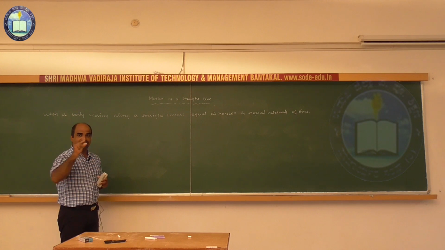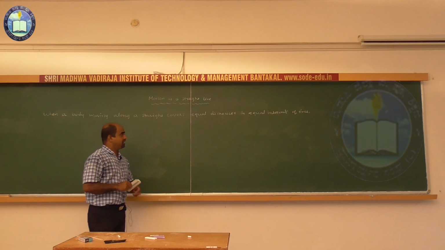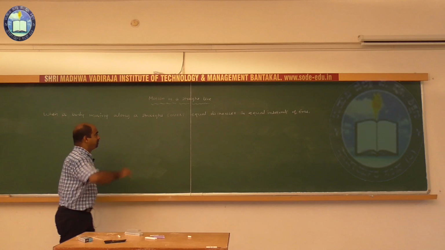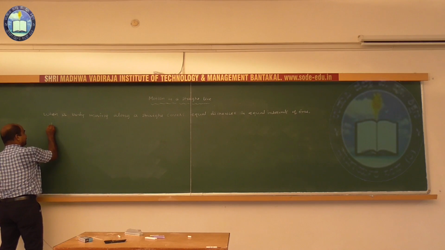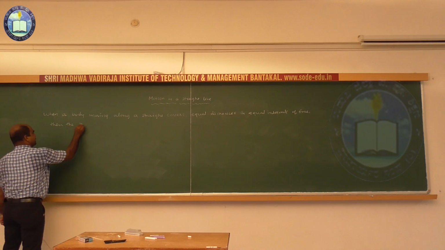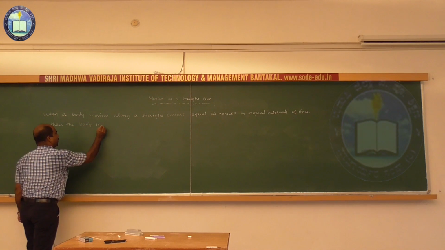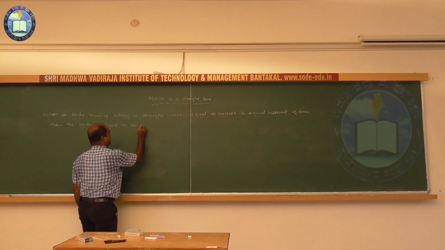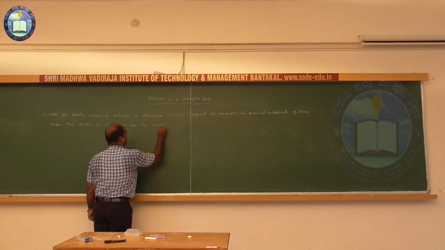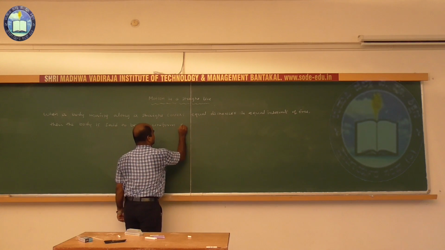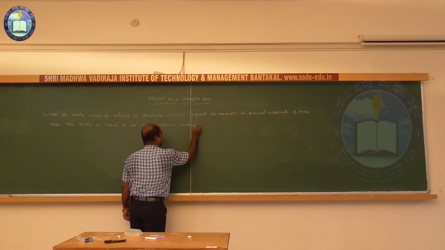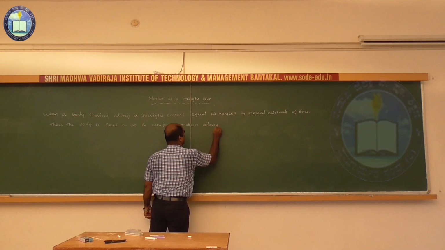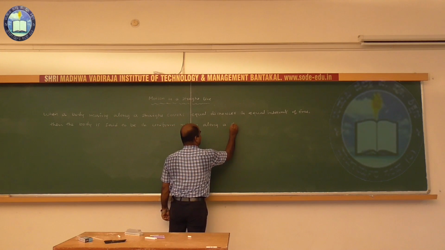A question may ask, what is uniform motion? The answer for this question: when a body moving along a straight line covers equal distances in equal intervals of time, then the body is said to be in uniform motion along a straight line.